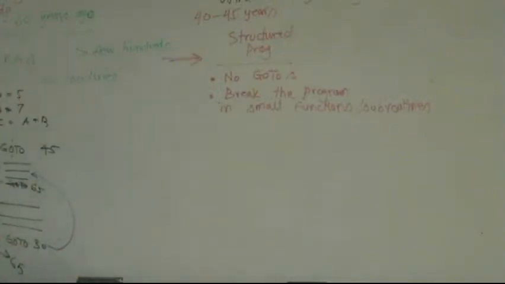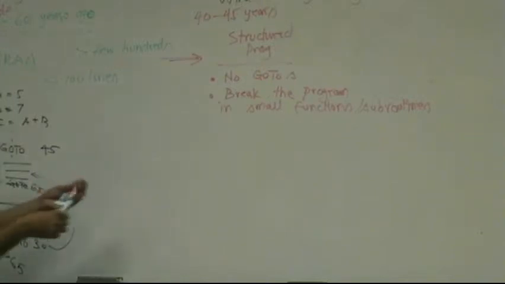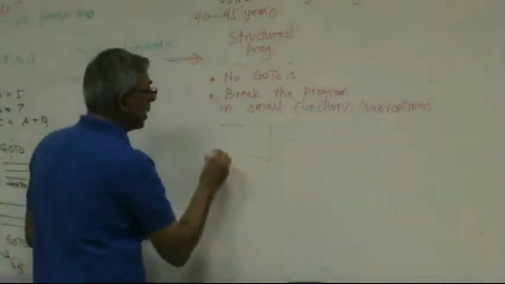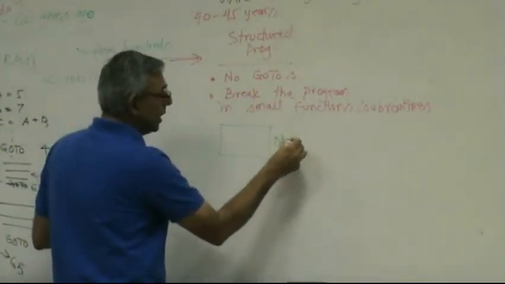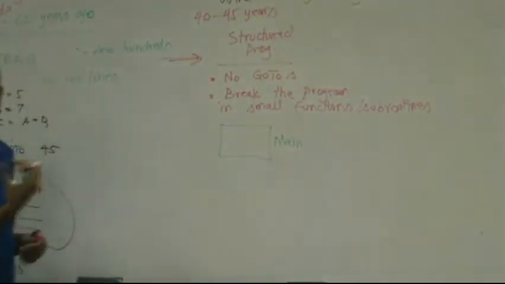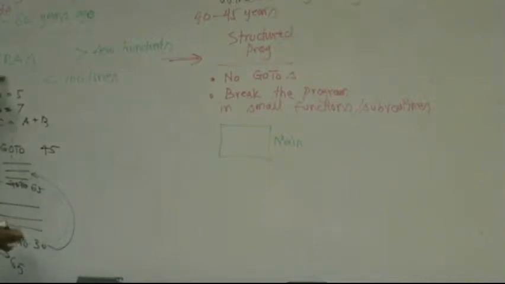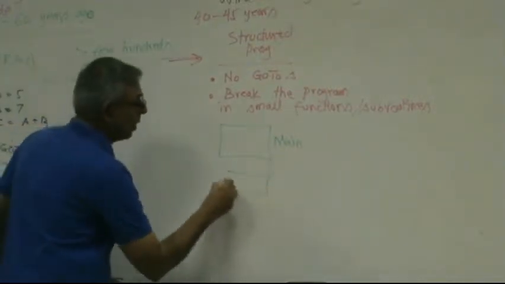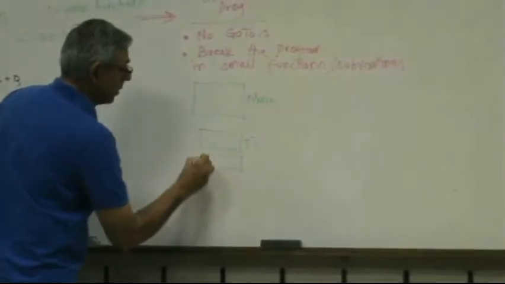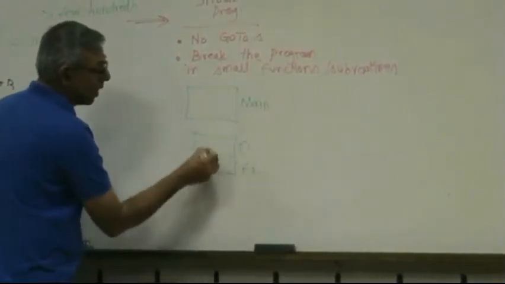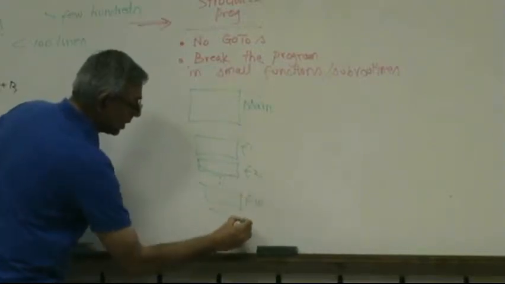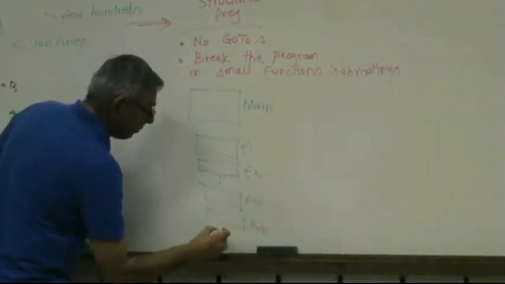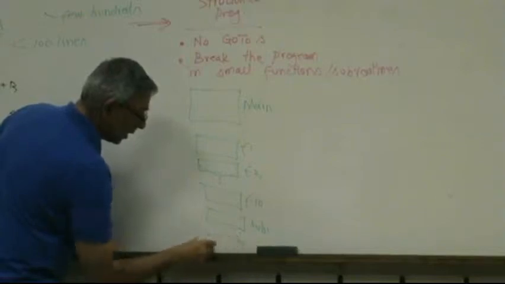So by reorganizing this program in structured programming, there will be a starting function, we call it the main function. Then the rest of the code will be broken into small functions and subroutines. Pretend each box is a function. So suppose you wrote 10 functions, you wrote 5 subroutines.